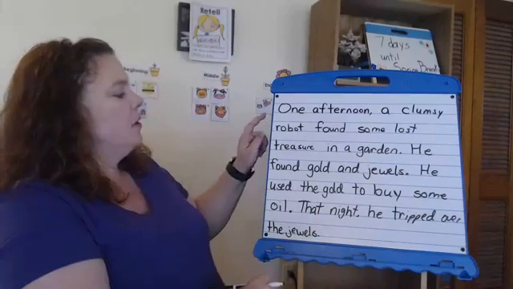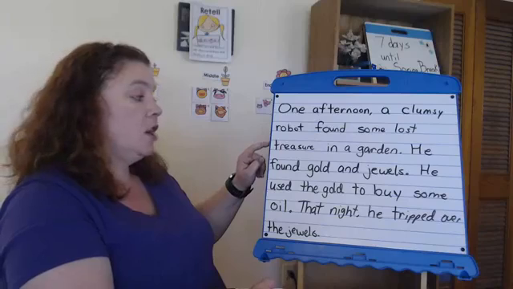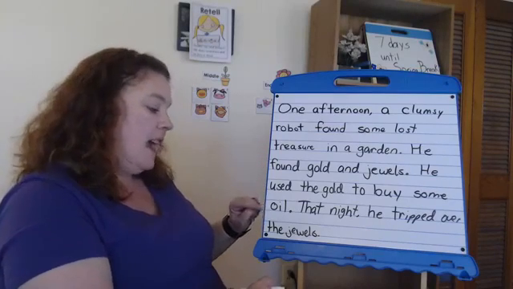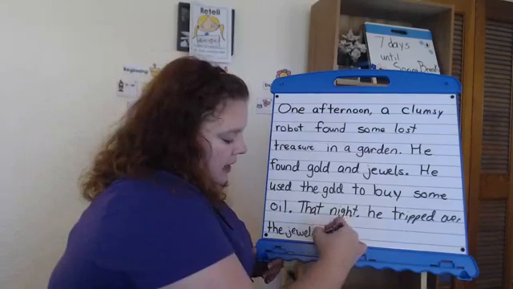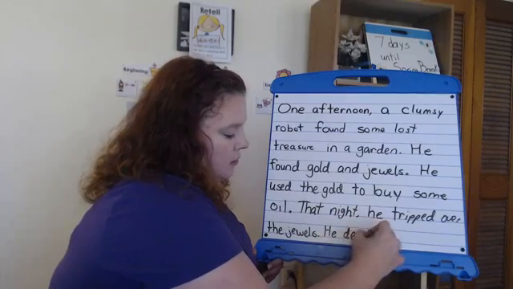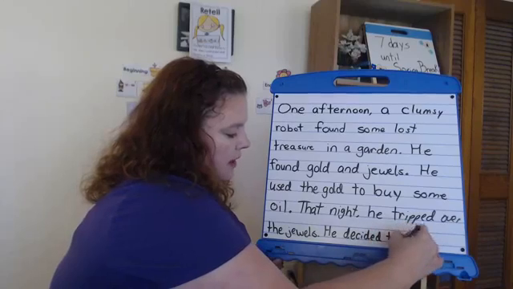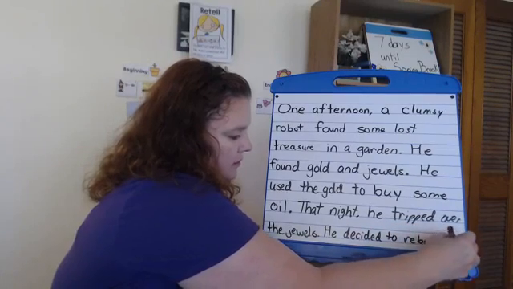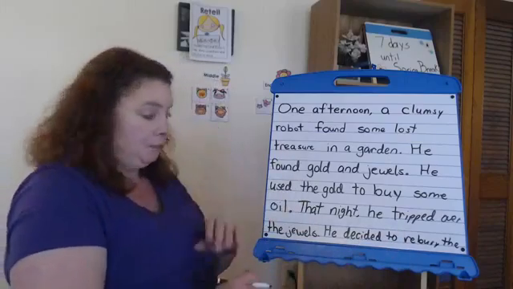So, one afternoon, a clumsy robot found some lost treasure in a garden. He found gold and jewels. He used the gold to buy some oil. That night, he tripped over the jewels. He decided to rebury the treasure. So I can keep going.